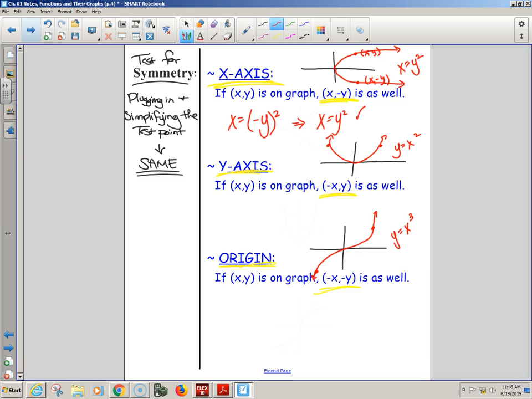But what happens in this next one if I plug in same y, opposite x, and simplify? That one didn't work, but this one would, because a negative times a negative is a positive, and so it simplifies and stays the same.